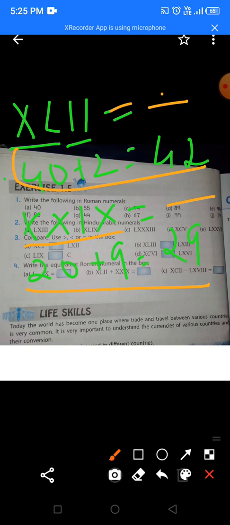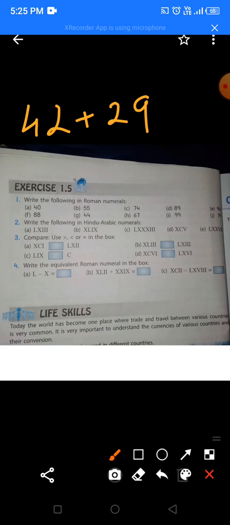Now what will you do children next? I hope you have written this. I am going to erase this. Now children, now you know the first number is 42 and the second number is 29. When you add them, you get 71. How will you write 71? You know, 50, then 2 times 10 and 1. So this is your answer. So I hope this is clear to you.